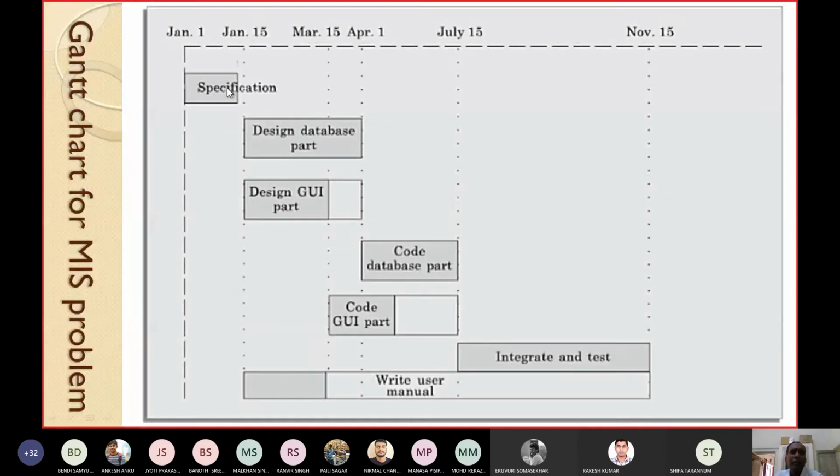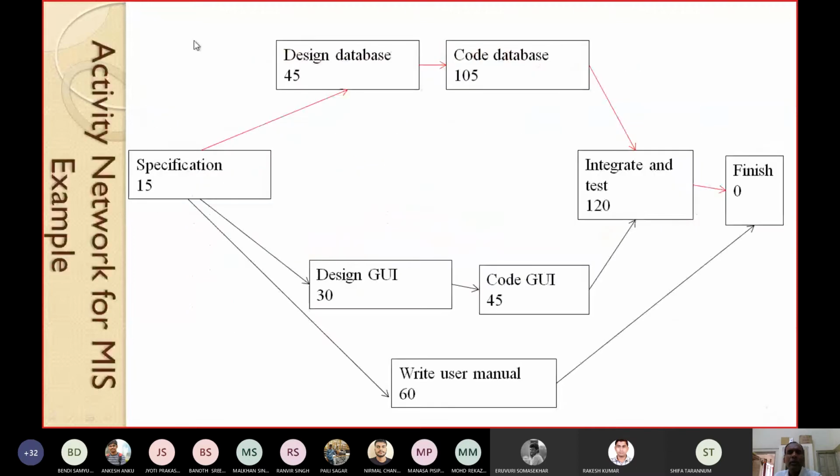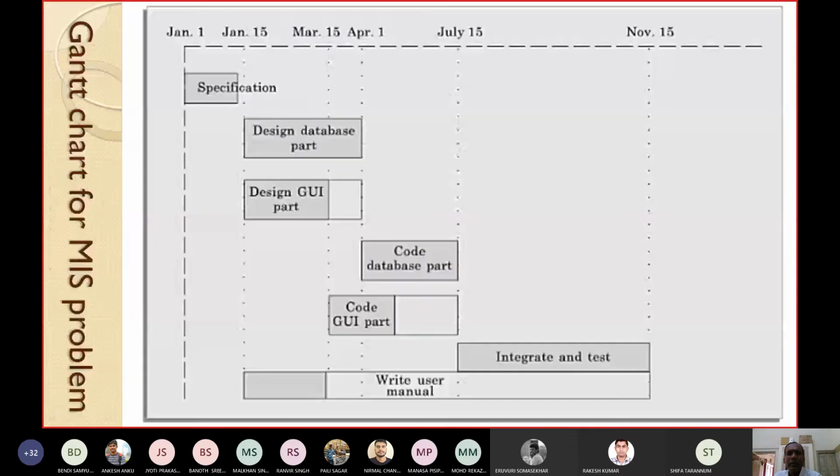Then after specification, what can be started? Two things. One is design database, another is design GUI. So how much will these take? Database will take 45 days and GUI will take 30 days. Database will take January 15 to how much? March 15.